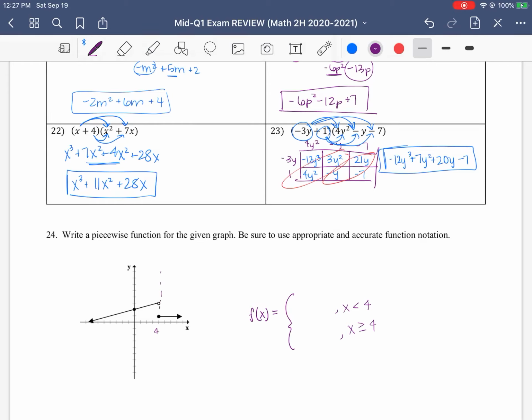So we've got our 2 pieces, one again on the left side of 4, one on the right side of 4. Now the one on the right side of 4 is just a flat line at positive 1. So his equation is just a positive 1. He's always 1, no matter what.